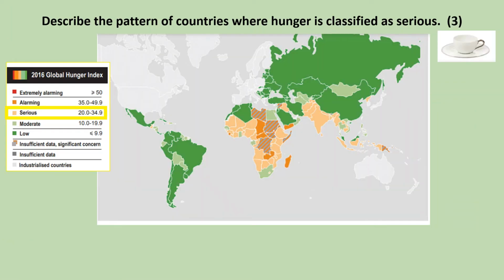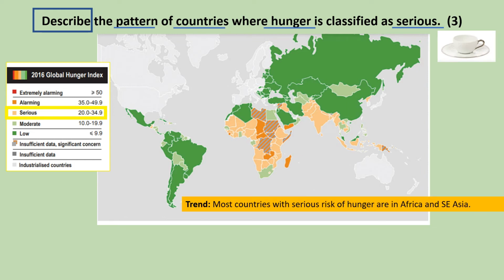My second example, my command word again is describe, but I'm looking at a pattern of countries that are classified as serious. Notice I've put a box around serious because that's what I'm looking for, and if you see, most of Africa and Southeast Asia are considered at risk of serious hunger, so I've used that as my trend.